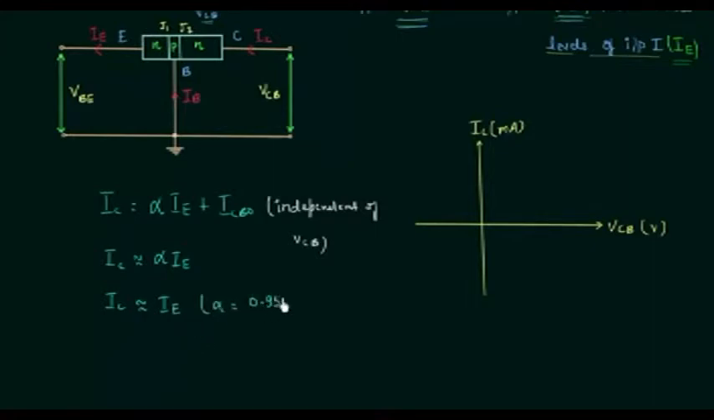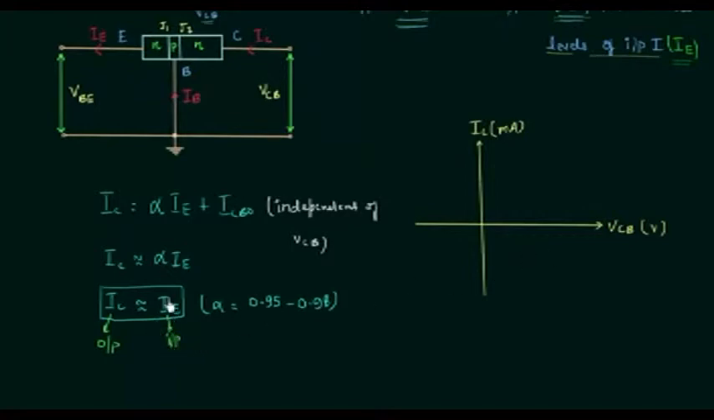Now we can consider the collector current IC nearly equal to the emitter current IE, because alpha is from 0.95 to 0.98, which is nearly equal to 1. So we can say that the collector current is equal to the emitter current. So the output current is affected tremendously by the input current.